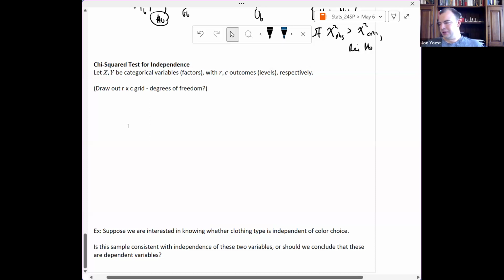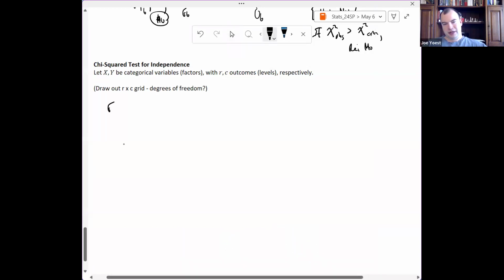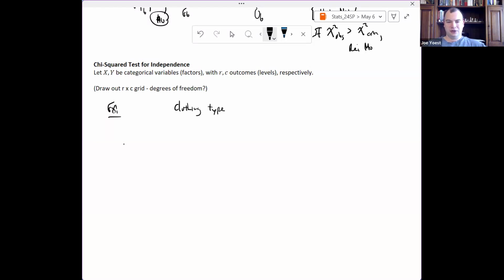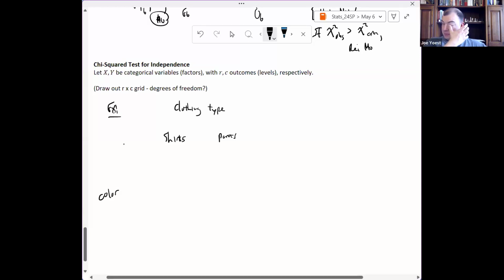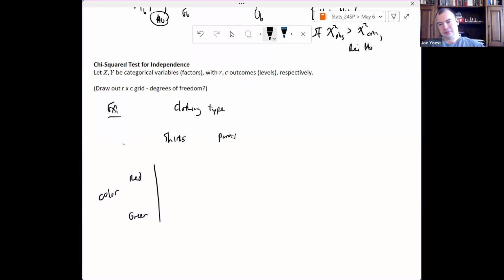Let's look at what some data for this might look like. So for instance, we might have, for example, clothing type. And let's say that the clothing that we're interested in is just shirts versus pants, and color. And maybe we live in a more boring society where it's only red or green for the color. So we could imagine a grid like this. Now we have a 2x2 grid. I mean, of course, we could have, in a different situation, more types of clothing or more colors. So we could have a larger grid, but just to keep things manageable, we're using a small example.